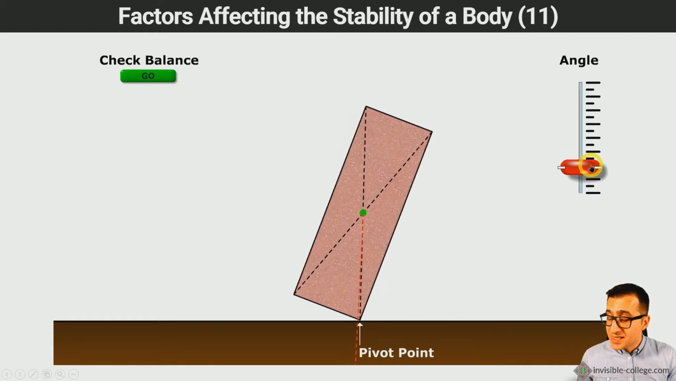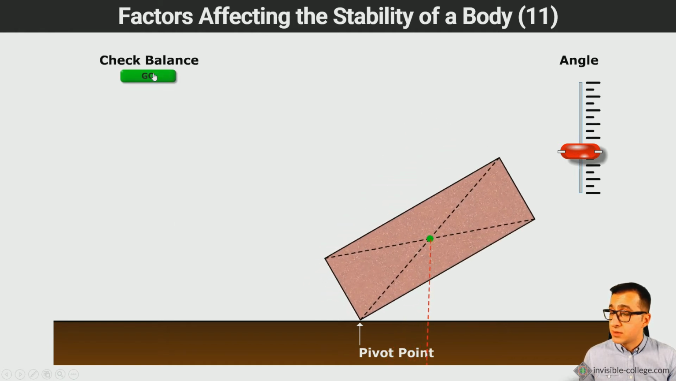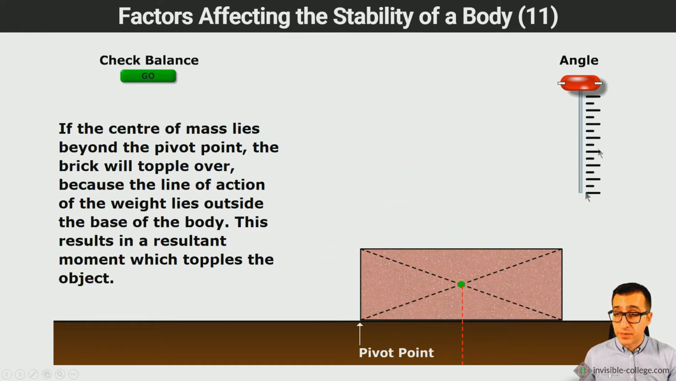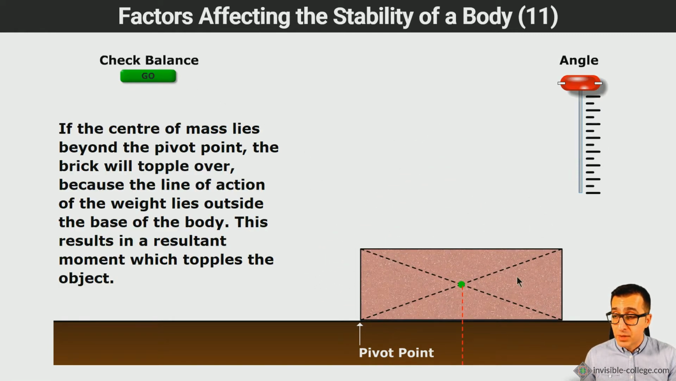So if I change this angle to this side now, so that the center of mass is beyond the base of this object, we see that actually it now falls over. The reason for that, again going back to here, is that now the weight acting downwards is acting such that this object has a clockwise turning effect, a clockwise moment around this pivot point. And so under those circumstances, it will fall over.